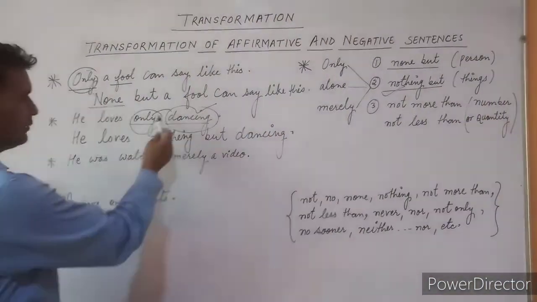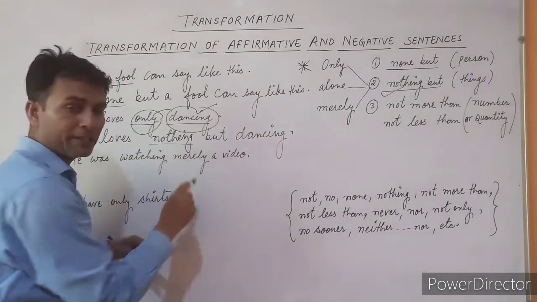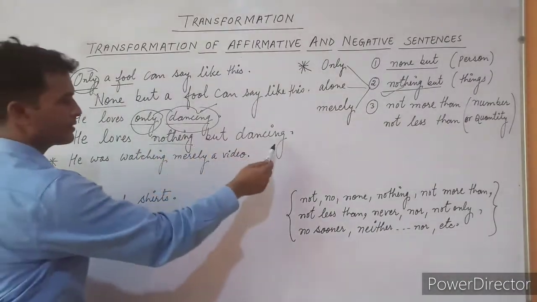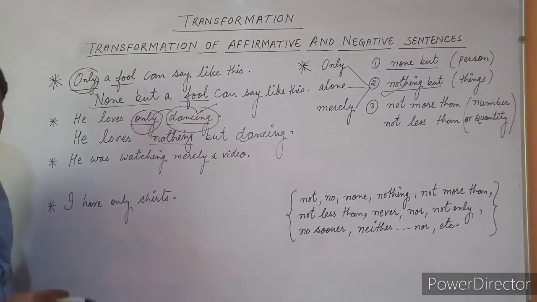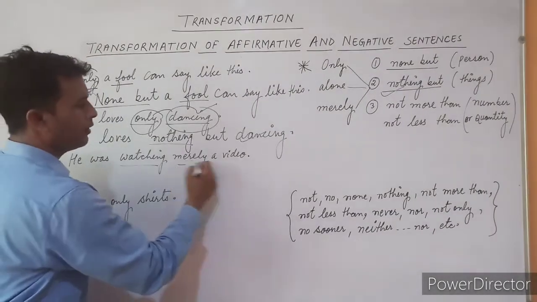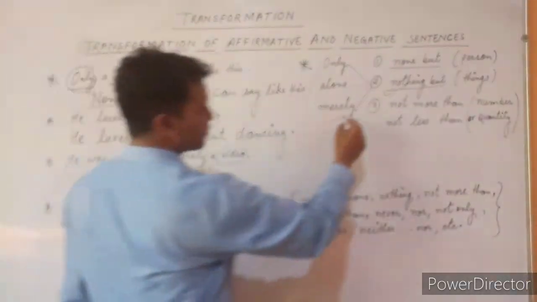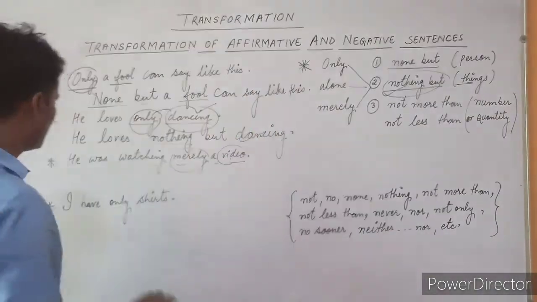Now you can see that the meaning of the sentence has not been changed, only it has been changed into negative by using a negative word. Right, students? He loves nothing but dancing. Why have we used nothing but, not none but? Because dancing is a thing, so for a thing we use nothing but, and for a person we use none but. Right, students? Let's look at the third sentence. He was watching merely a video. Again, video is a thing. So in place of merely, we use nothing but. Right, students? So you can transform it.